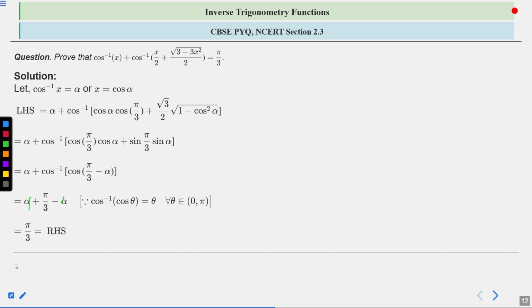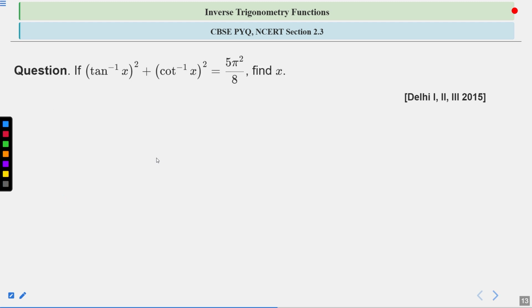So we have proved that the value of the given expression, cos inverse x plus cos inverse x by 2 plus root over 3 minus 3x square upon 2, should be equal to pi by 3. Clear? So the value of the given expression will be equal to pi by 3, right? Okay, let us move to the next question.